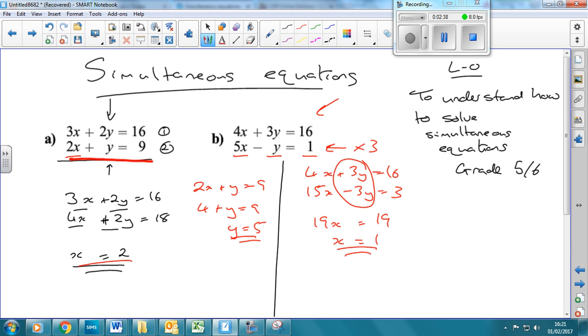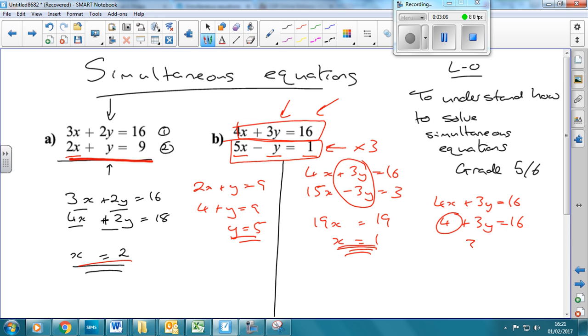Now if we've got x as 1, we're going to substitute that back in. I'd always substitute it into the top one, just because we'll have to deal with negatives if you substitute it into the other one. So we've got 4x plus 3y equals 16. If x is 1, 4 lots of 1 is 4, so 4 plus 3y equals 16. Then take away 4 from both sides, and we've got 3y equals 12. If we divide by 3, y is going to equal 4. So that's it. We've got x equals 1 and y equals 4. And that's just a recap on how to do simultaneous equations.